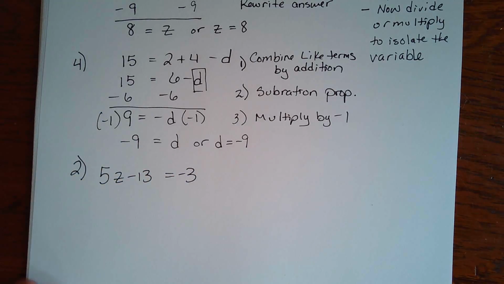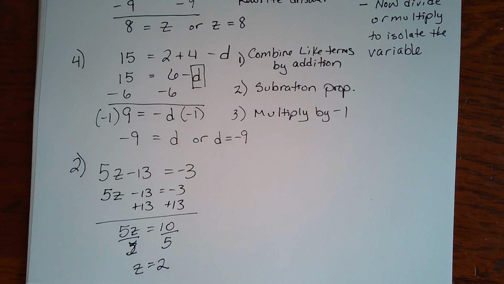And you can go from there. Okay, so how did you do? I noticed I wrote the problem down twice, my apologies. We have to add the 13 across to get it away from the Z on the left-hand side. We have -3 and +13, which will give me 10.